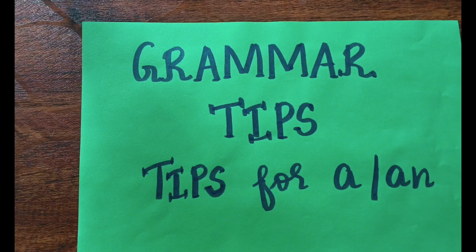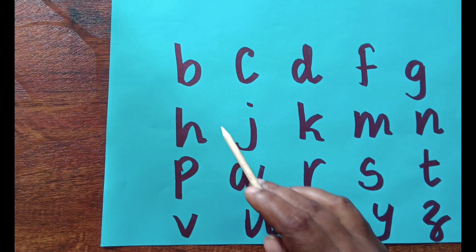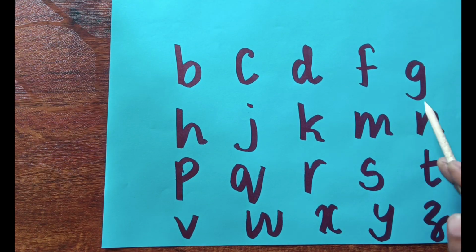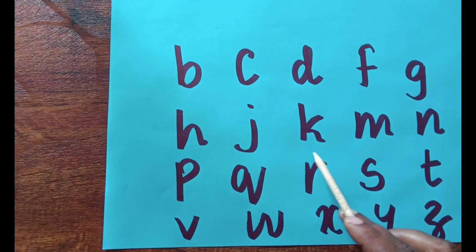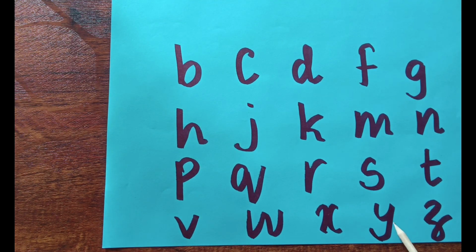Let's learn about grammar tips. Tips for a and an. A is used with words that begin with a consonant. So the consonant letters are B, C, D, F, G, H, J, K, M, N, P, Q, R, S, T, V, W, X, Y, Z.